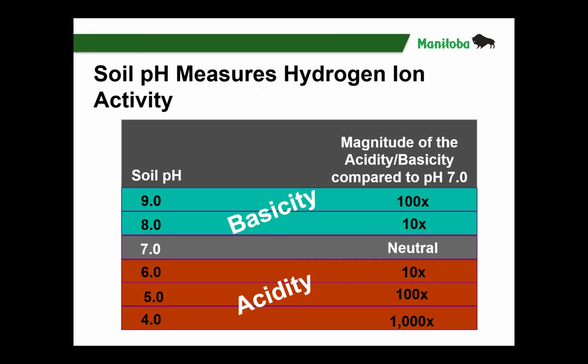Again, as you get into soils that are above 7, with essentially less hydrogen ion activity, they become basic. And as you get into soils that are below 7, those are considered to be acidic.